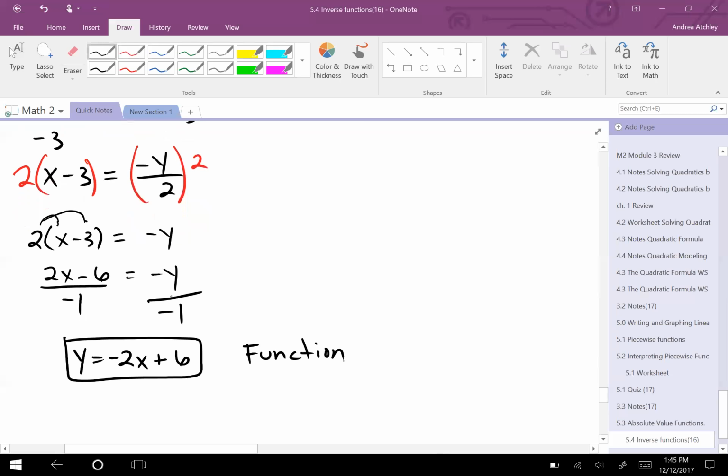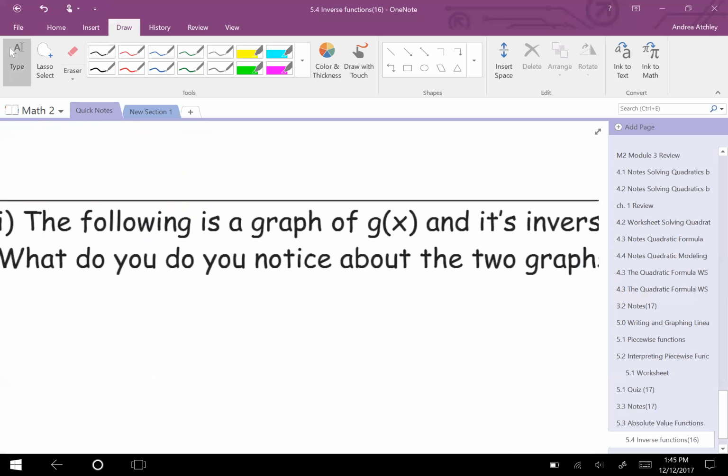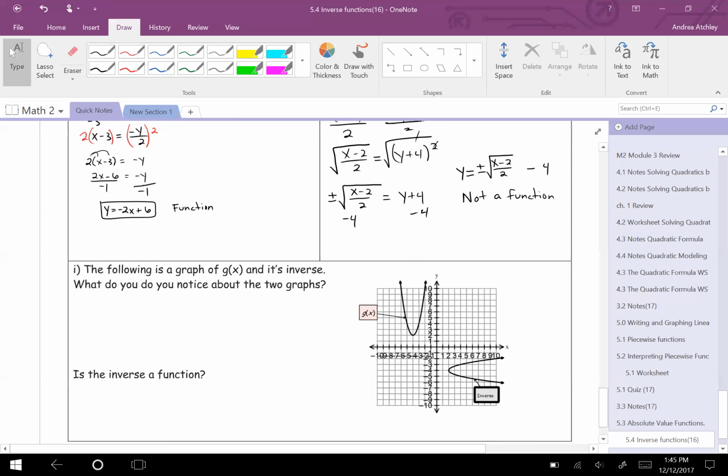We're all okay? Okay, last thing is our graphs. I kind of already showed you what your graphs of inverse functions look like. So I want you guys, what do you notice about the two graphs? g of x is my function, and this is my inverse. Okay, so answer those questions for me.